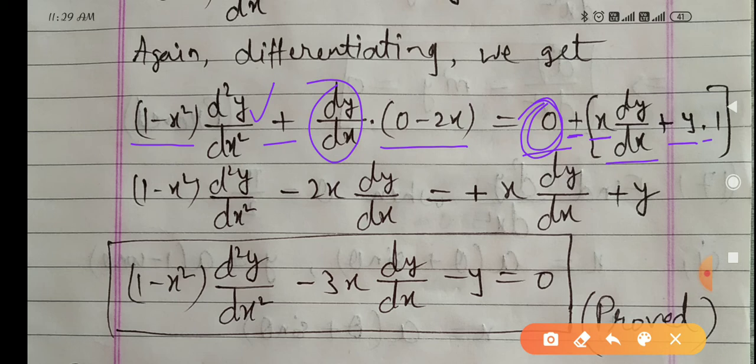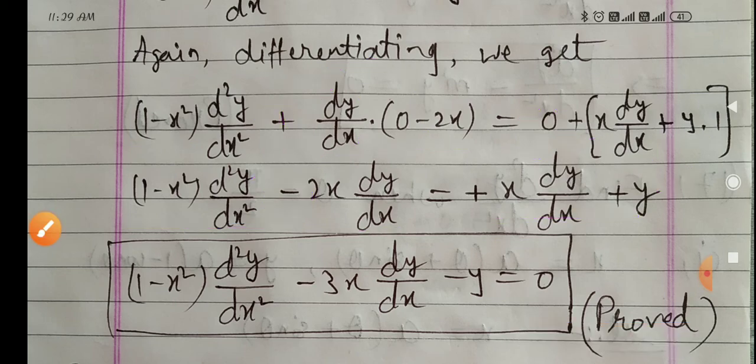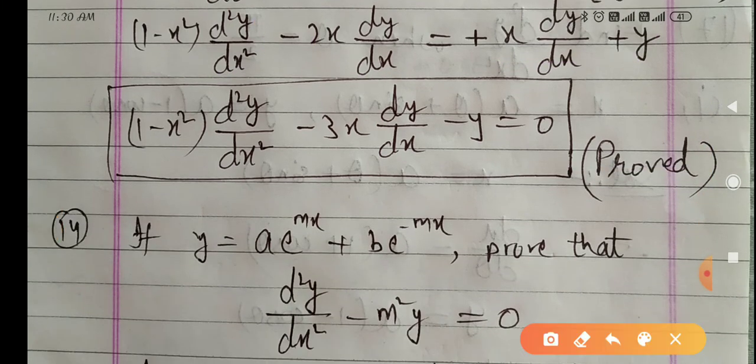Now take all the terms. First open the bracket: on the LHS you can see plus minus minus, that's why minus is there. Now open the bracket, it will be positive, a positive term on the RHS. Now take all the terms into the LHS. So you will get 1 minus x square d2y upon dx2 minus 3x dy upon dx minus y equals 0, which was to be proved.